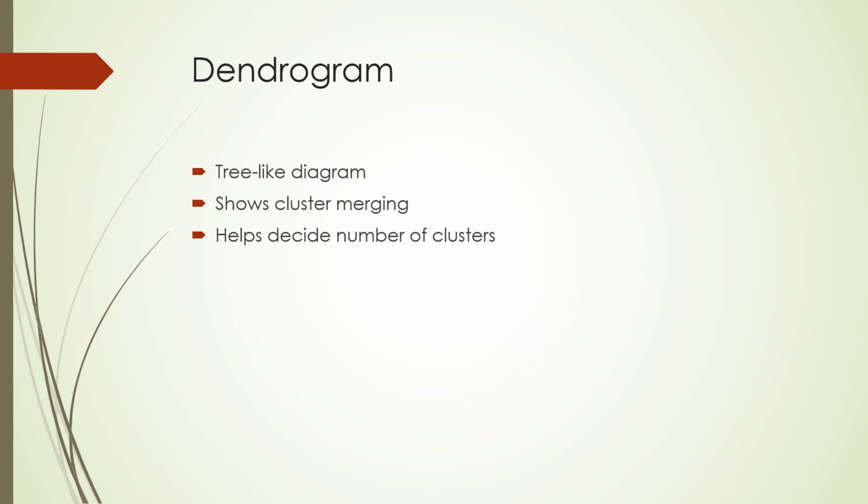Dendrogram. A dendrogram is a tree diagram used to visualize the merging of clusters. The height of each merge indicates the distance or dissimilarity between clusters. How to use it: make a horizontal cut across the dendrogram to give the desired number of clusters. Choose the level with the largest vertical distance, known as the largest jump.